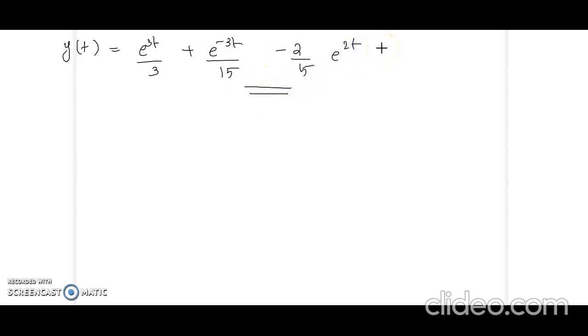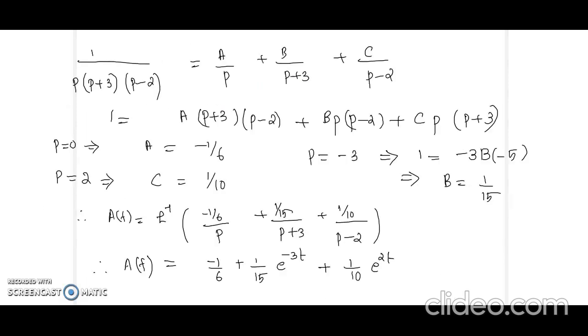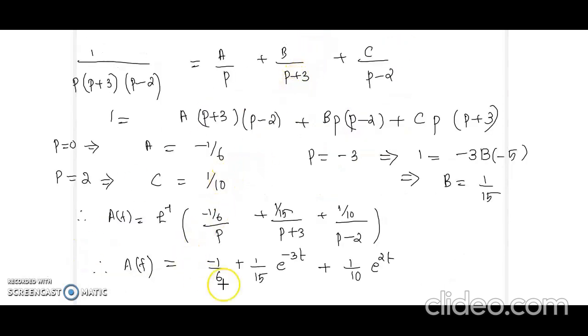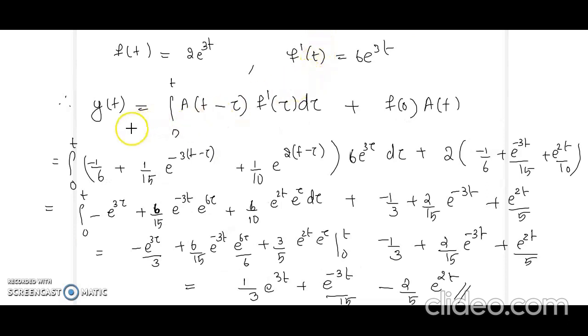So therefore we started with the equation, and on the right side we started with the function u. So the corresponding y value is added. So we have found what is a of t. So we have obtained a of t. Once we have obtained a of t, y of t will be given by integral 0 to t a of t minus tau f dash of tau d tau plus f of 0 into a of t. So that is how we use the unit step function to find out the integral.